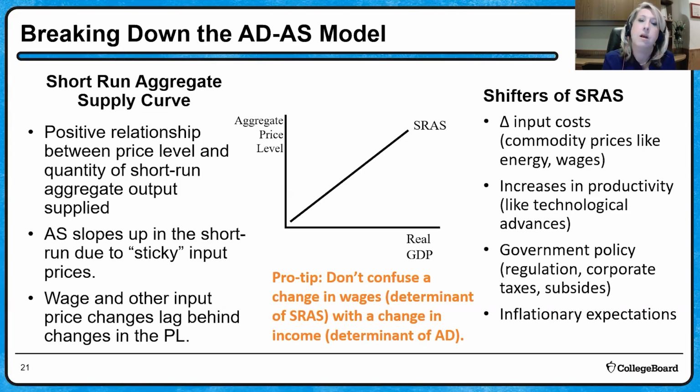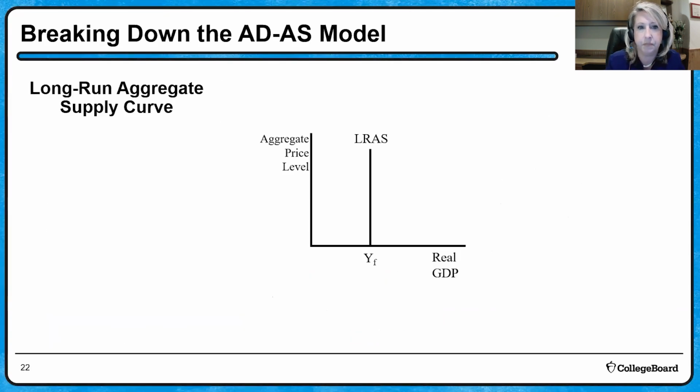If you see income, then we want to understand it from the demand side. So change in wages shifts SRAS, change in income shifts aggregate demand. All right, now let's take a look at the last curve in the model, then we'll be ready to use it. Long run aggregate supply, independent of the price level. That's what that vertical line means.